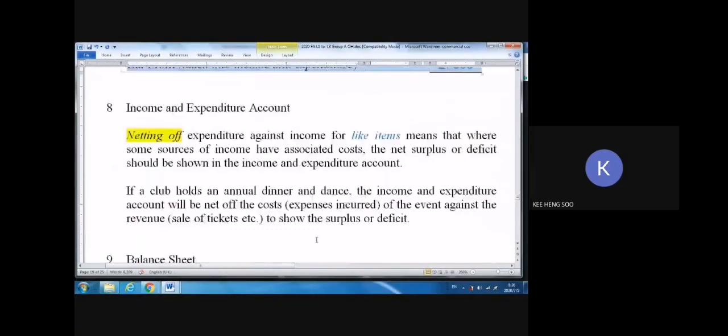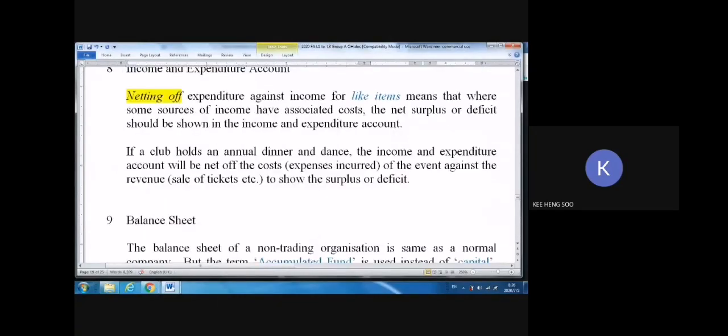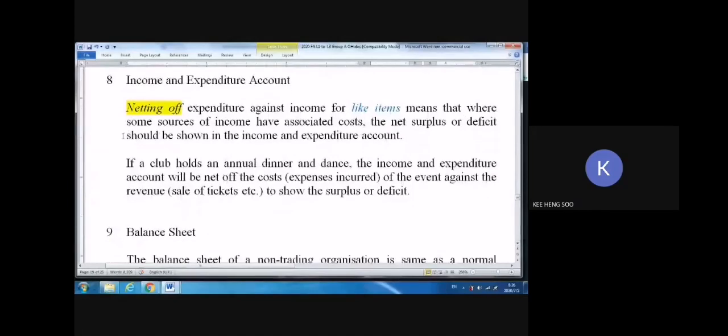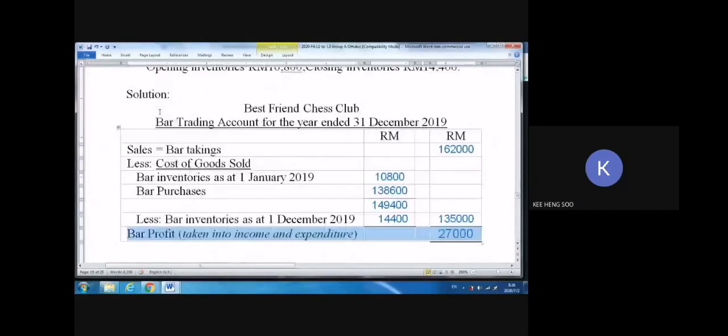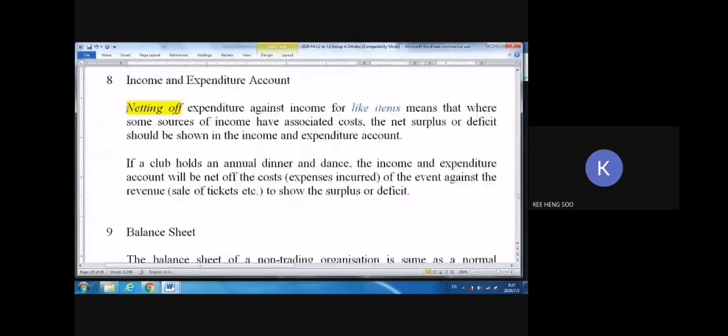Okay, now come to income and expenditure. We can net it off. It is called netting off. This one, the bar receives money and the bar pays money. So for the same item, the activity involved in the bar, we can net it off. So we just get the surplus or deficit of that particular activity, to be shown in the income and expenditure account. Clear?